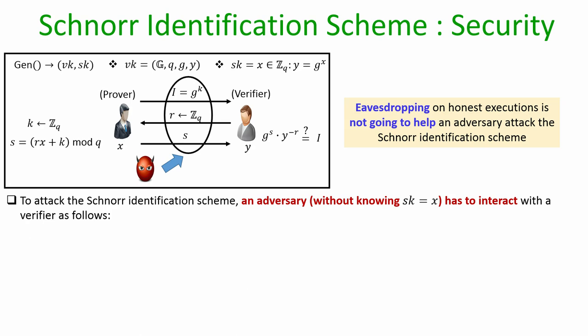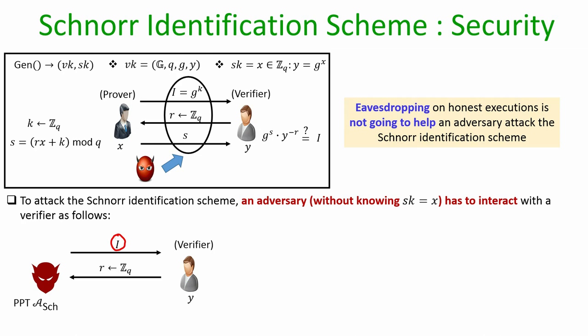So, the only way it could attack this identification scheme without knowing the secret key is as follows: it has to interact with an honest verifier. It has to come up with some commitment with respect to some strategy that the adversary has in its mind. And once the verifier throws a challenge, it has to come up with a response s such that g to the power s into y to the power minus r is indeed equal to I.